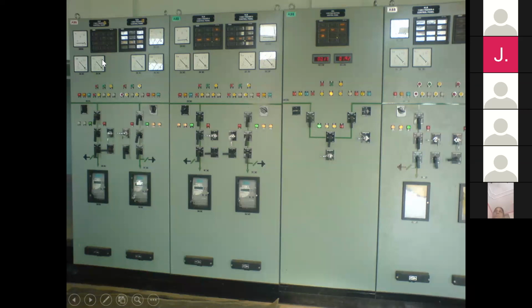The current, voltage and power, these values can be identified from these meters. We also have an energy meter and some additional switches.